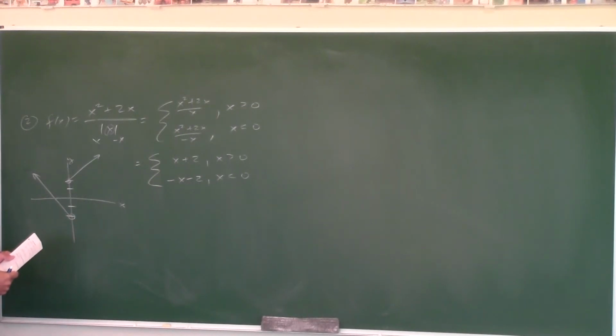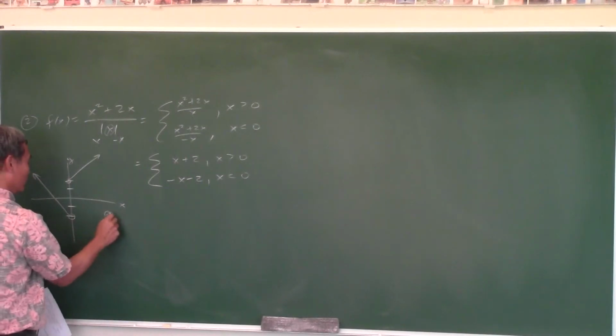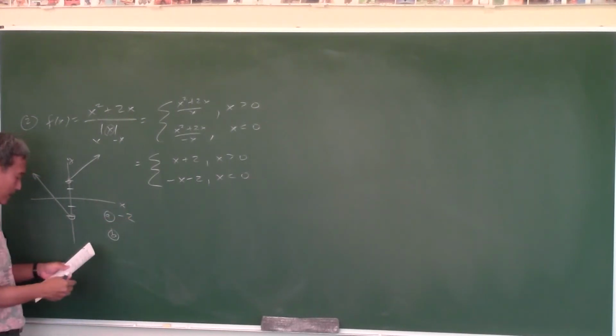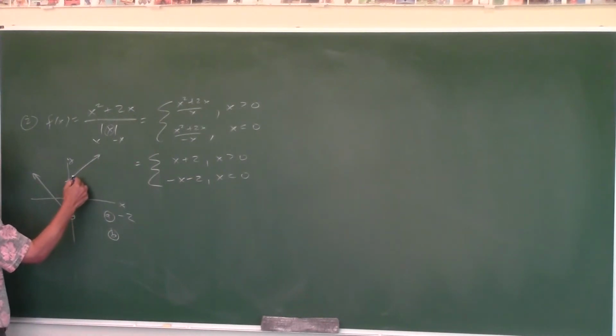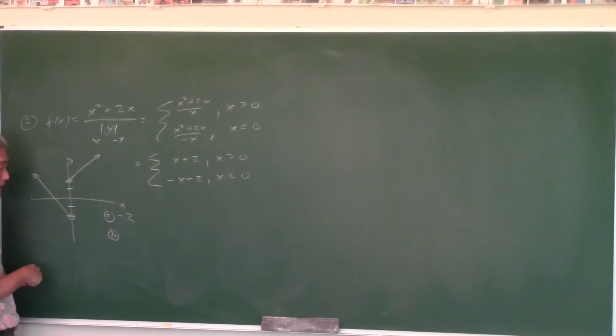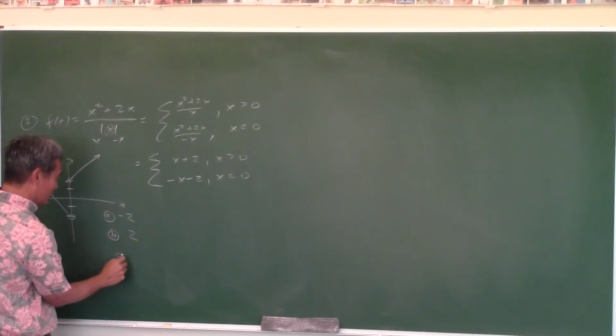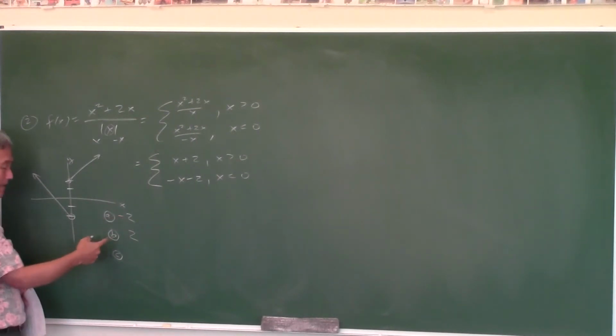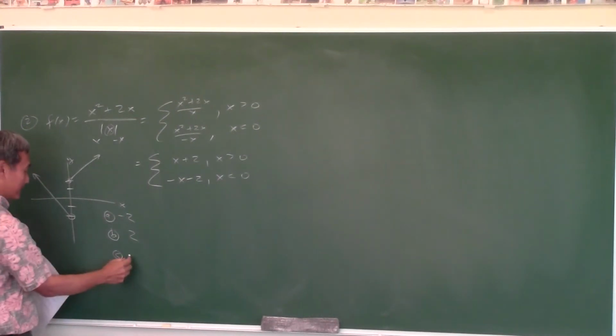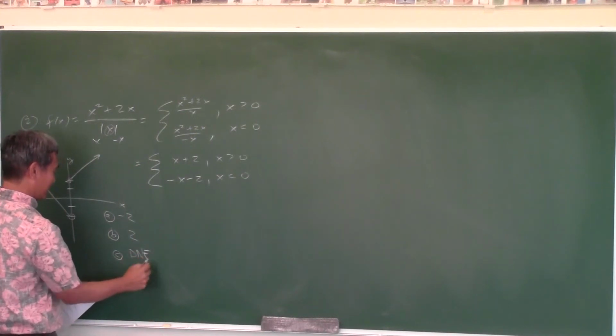What is the limit as x approaches 0 from the left? Well, coming from the left, the graph is getting closer and closer to that point. What's the y coordinate of that point? Negative 2. B. What is the limit as x approaches 0 from the right? Well, coming from the right, the graph is getting closer and closer to that point. The y coordinate is 2. So what's the limit as x approaches 0? Well, if the left-hand limit and the right-hand limit are different, the limit does not exist.